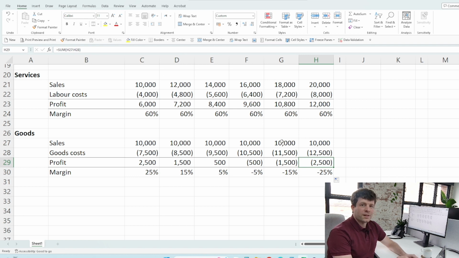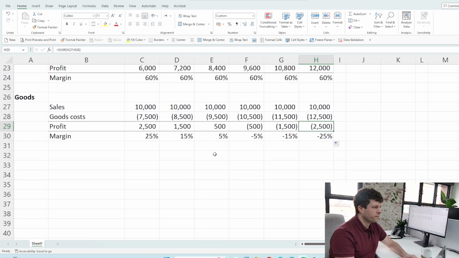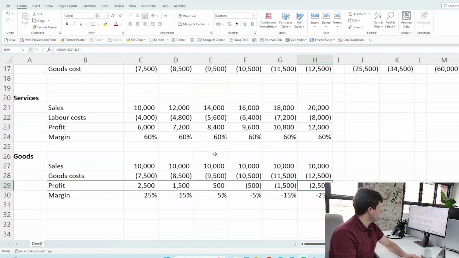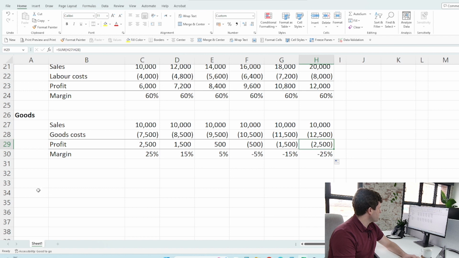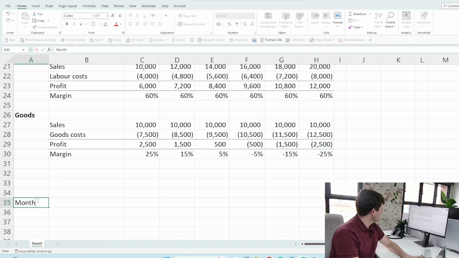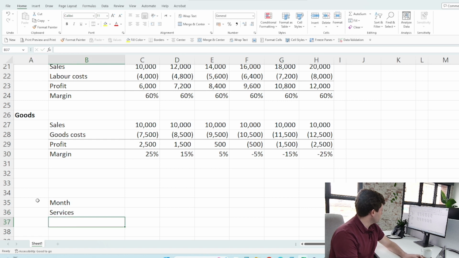This is how I would look at numbers, just to get under the skin of them and to try and understand what's going on and how a company is making profit. But I don't want to stop here because I want to show you this in a graph as well. So let's take some of these numbers and put them in a graph. If I was looking to do that, I would go month. Let's do profit margin. No, excuse me, let's do profit.